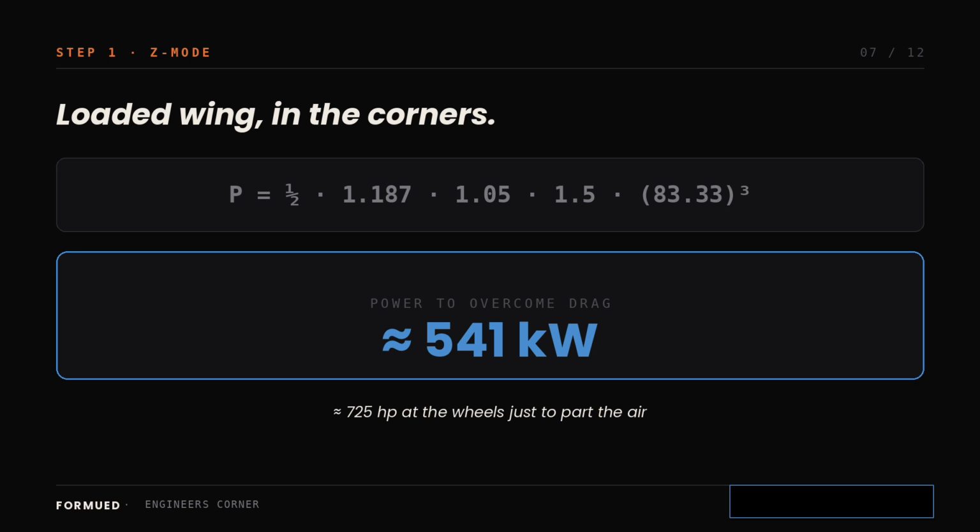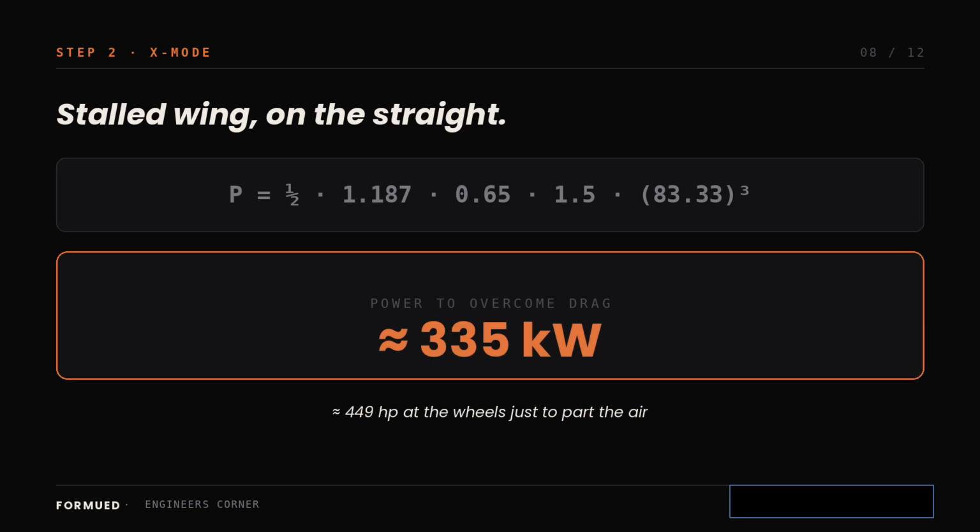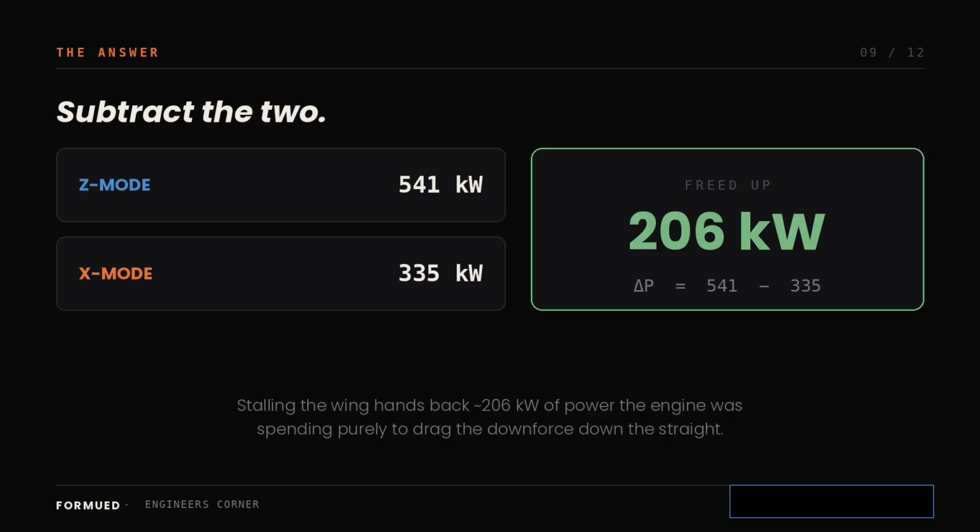That's quite a bit. And then we go to this stalled wing, or this flattened wing, or this more optimized wing for the straights, and we change that CD, or the coefficient of drag, right in the middle, which is 0.65, and we end up with a power to overcome that level of drag of 335 kilowatts, or approximately 449 horsepower. So that's a huge change, right? And we'll look at that delta now.